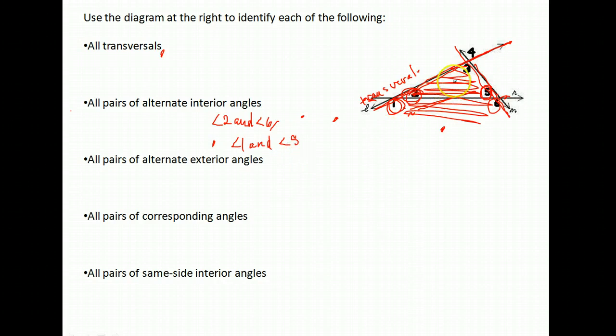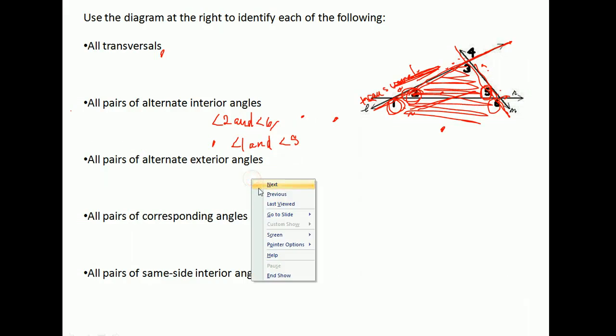The reason I don't have any other pairs labeled is because if we tried any other pair of lines, notice there's not any angles out here and there's not any angles out here. So there's not a whole lot more I can do for alternate interior angles.